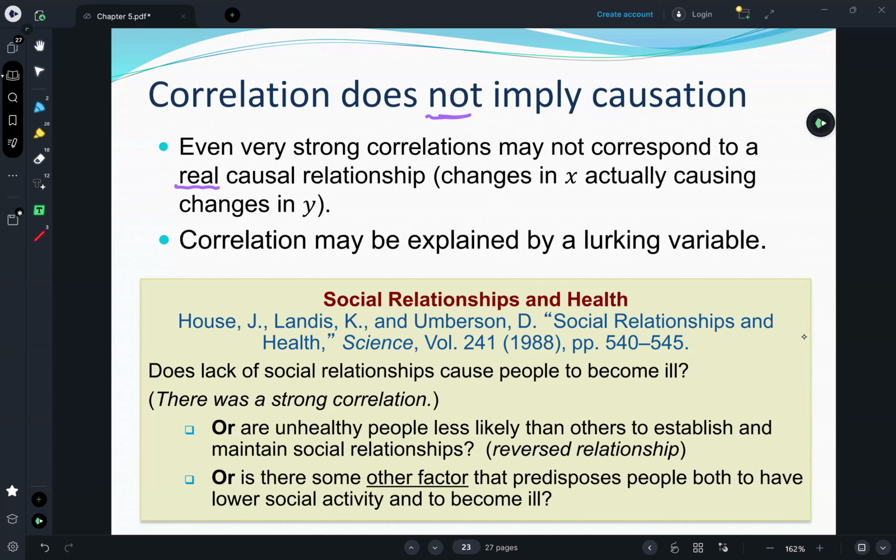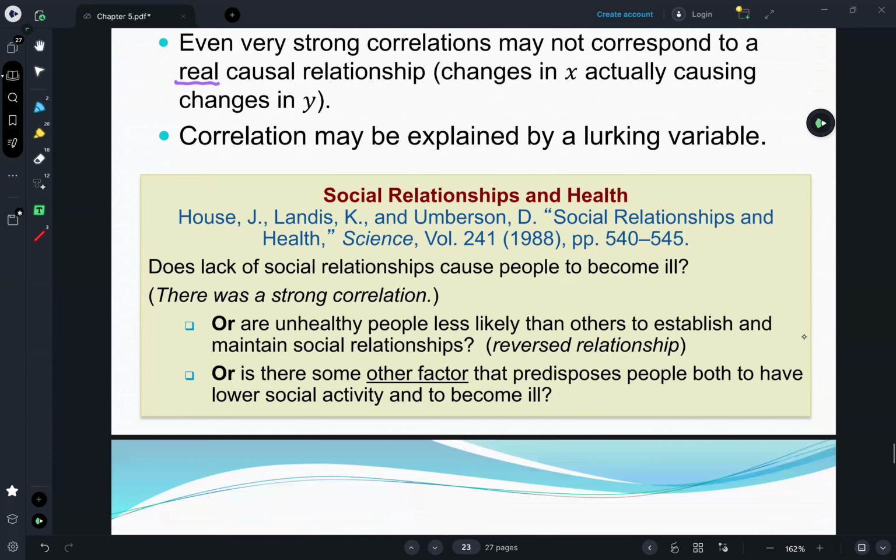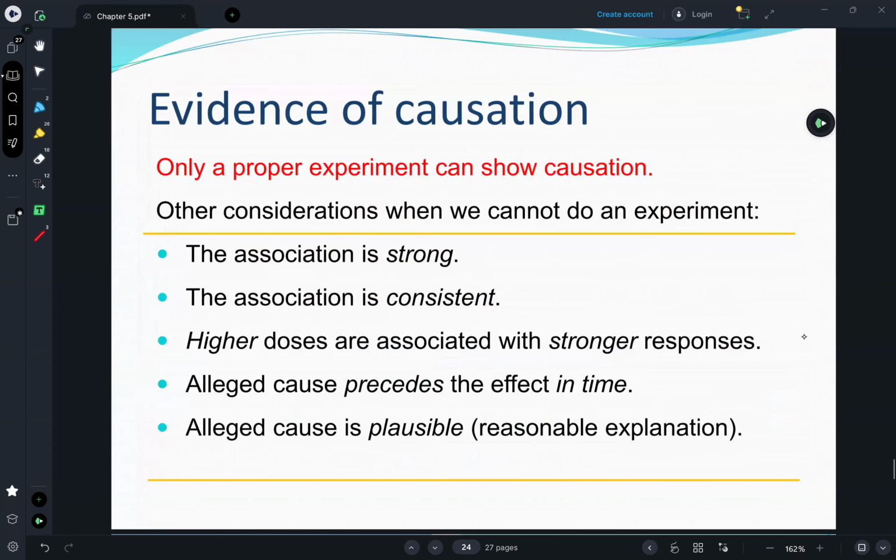Okay, so we talked about this, social relationships and health. Does lack of social relationship cause people to become ill? Right, there's a strong correlation. Or are unhealthy people less likely than others to establish and maintain social relationships? Or is there some other factor that predisposes people both to have lower social activity and to become ill? So these are things to keep in mind. It's external, outside causes, right? So only a proper experiment can show causation, and we will look at experiments, experiment designs in a future chapter of the course.